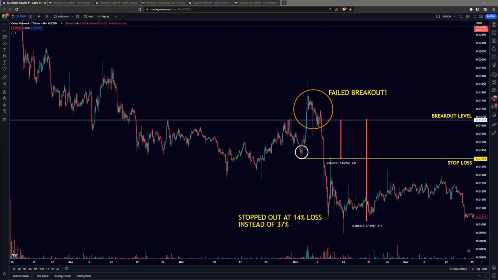Today we're going to be looking at stop losses, how to set OCO orders, and where to set these stop losses. First one we're going to look at is SELLER USDT. Now over here we had an initial breakout at this resistance level. So here's the big fake out.